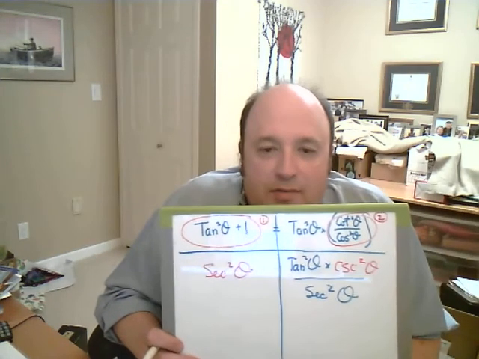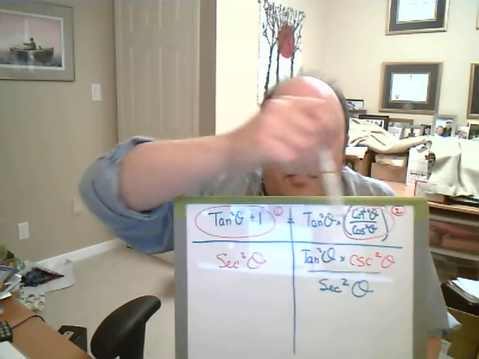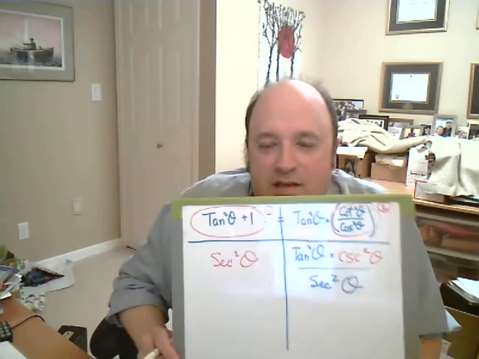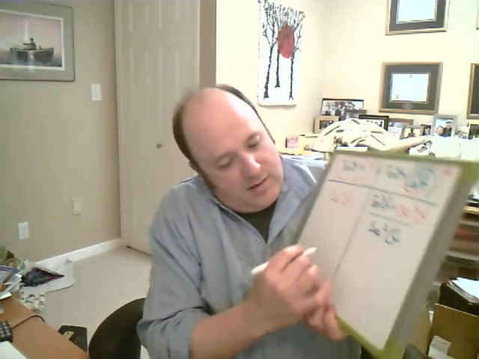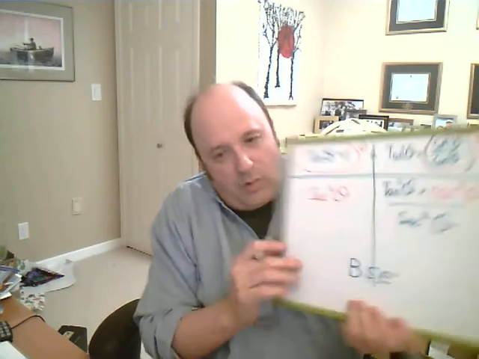So there's a proof. Right? I've got this side over here equaling secant squared theta, and eventually after you remove all the disguises, this side over here is secant squared theta, and so both sides are equal. Boom.